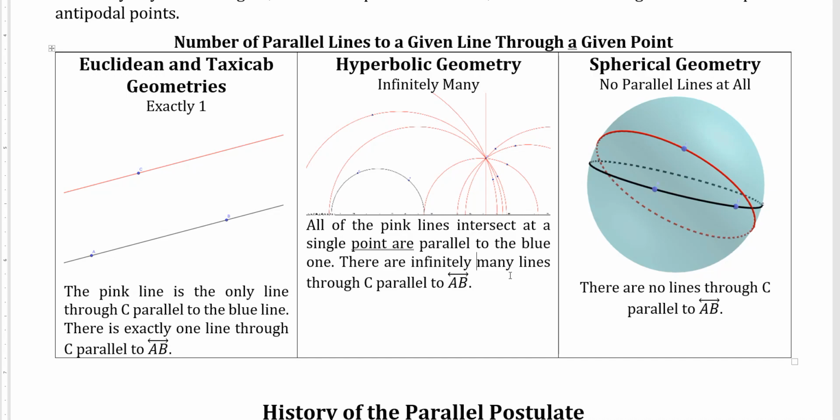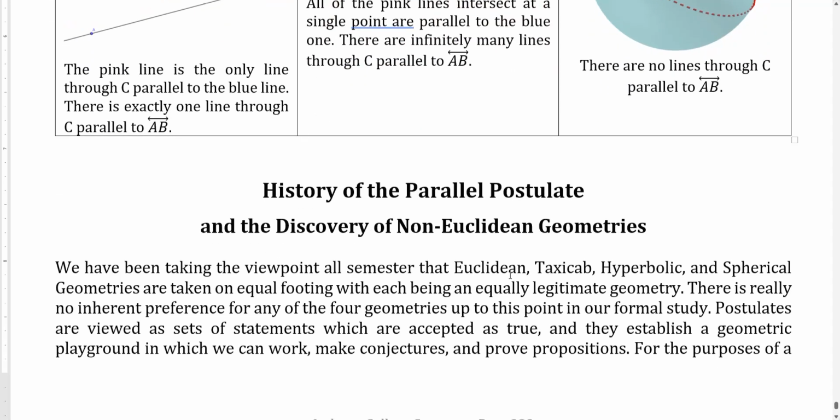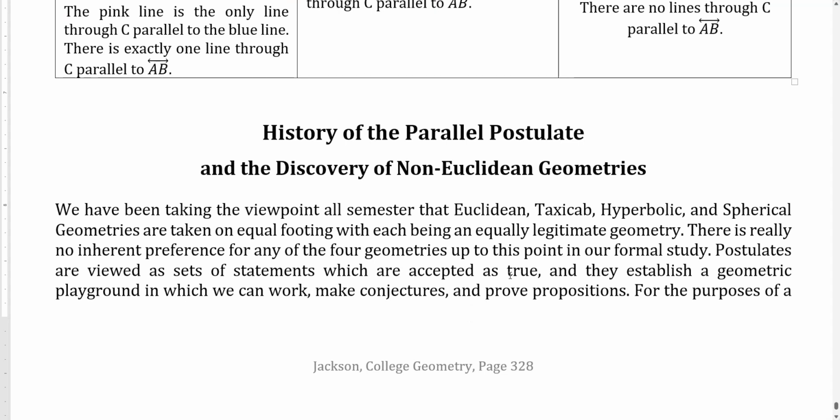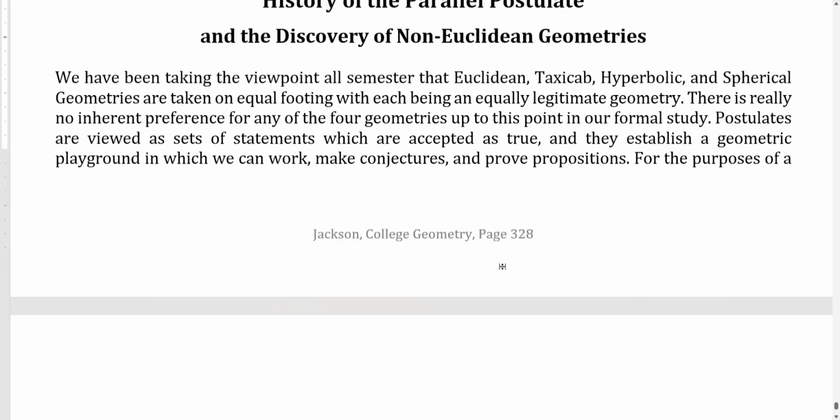But many, many mathematicians worked on that. Now, we've been taking the viewpoint all along, all semester, that Euclidean, taxicab, hyperbolic, and spherical geometries are taken on an equal footing, with each being an equally legitimate geometry. Yeah, maybe with Euclidean geometry being our preferred one, but not necessarily always. And there's really no inherent preference for any of the four geometries up to this point in our formal study. Postulates are viewed as sets of statements which are accepted as true, and they establish a geometric playground in which we can work, make conjectures, and prove propositions.